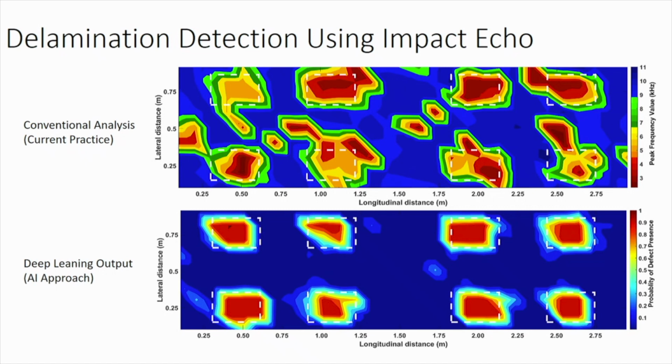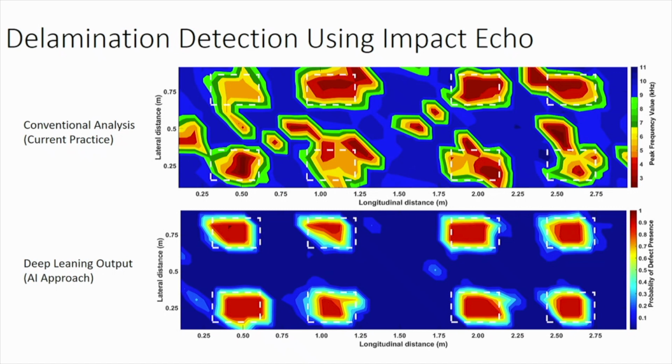So you can see here on the top is the conventional analysis, peak frequency analysis, and as you can see, there are a lot of false positives here. These white rectangles are showing the location of the defects. As I mentioned, we had shallow delamination, deep delamination, voids, and honeycombing. The one in the bottom, and again, this peak frequency value doesn't make sense if you don't know the physics behind the impact echo. Like you don't know what it means.